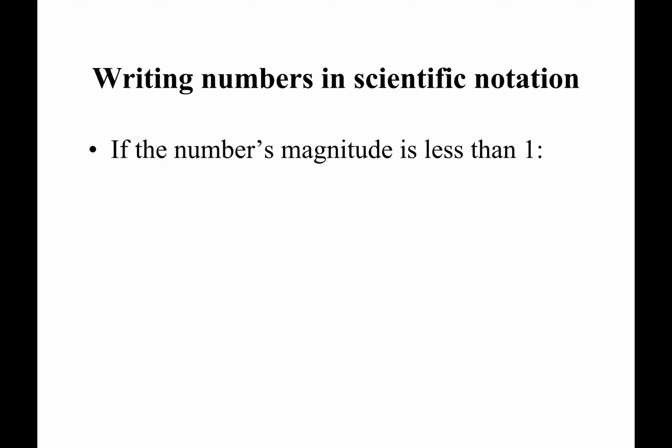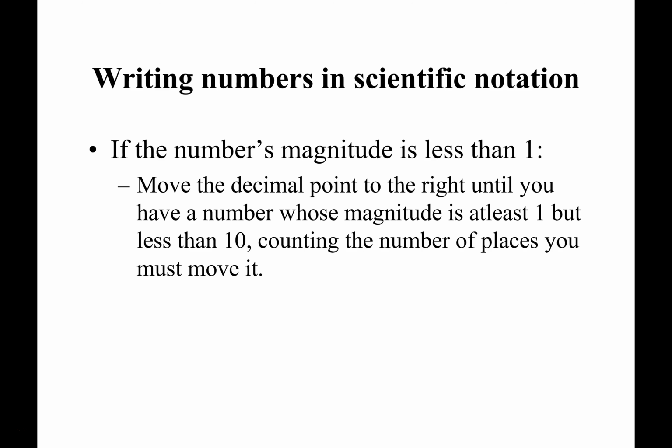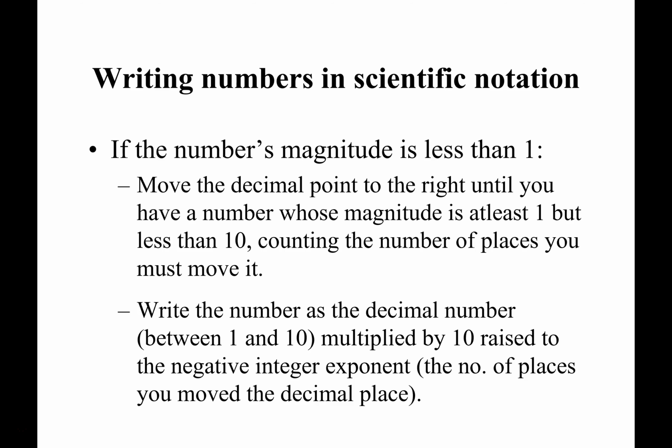I feel like I'm going fast, but I don't see anybody that's like, what? Slow down. So if the number's small, then you're going to end up moving the decimal from the left to the right. Again, you're going to count the number of places you move it, and you're going to move it such that you get a number between 1 and 10. And as you count the number of places you had to move it, you're going to take 10 raised to that negative power.